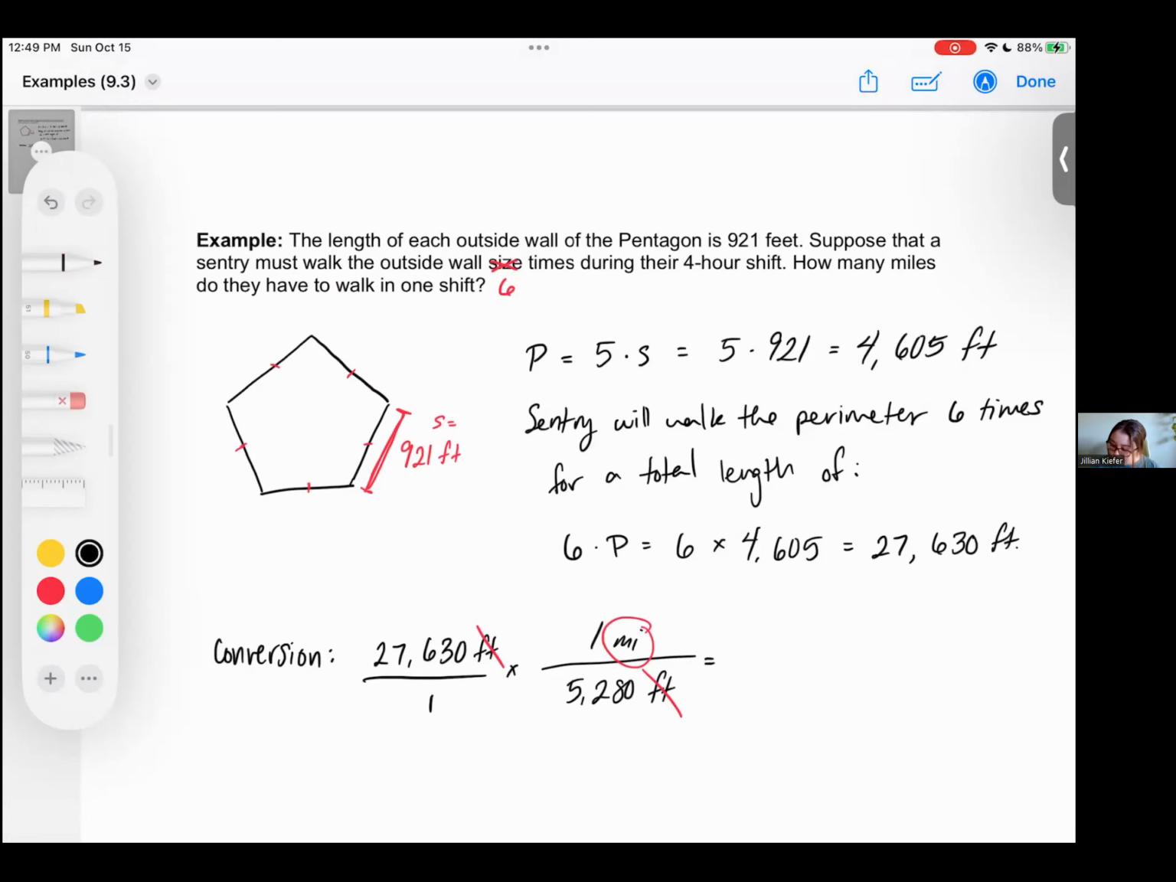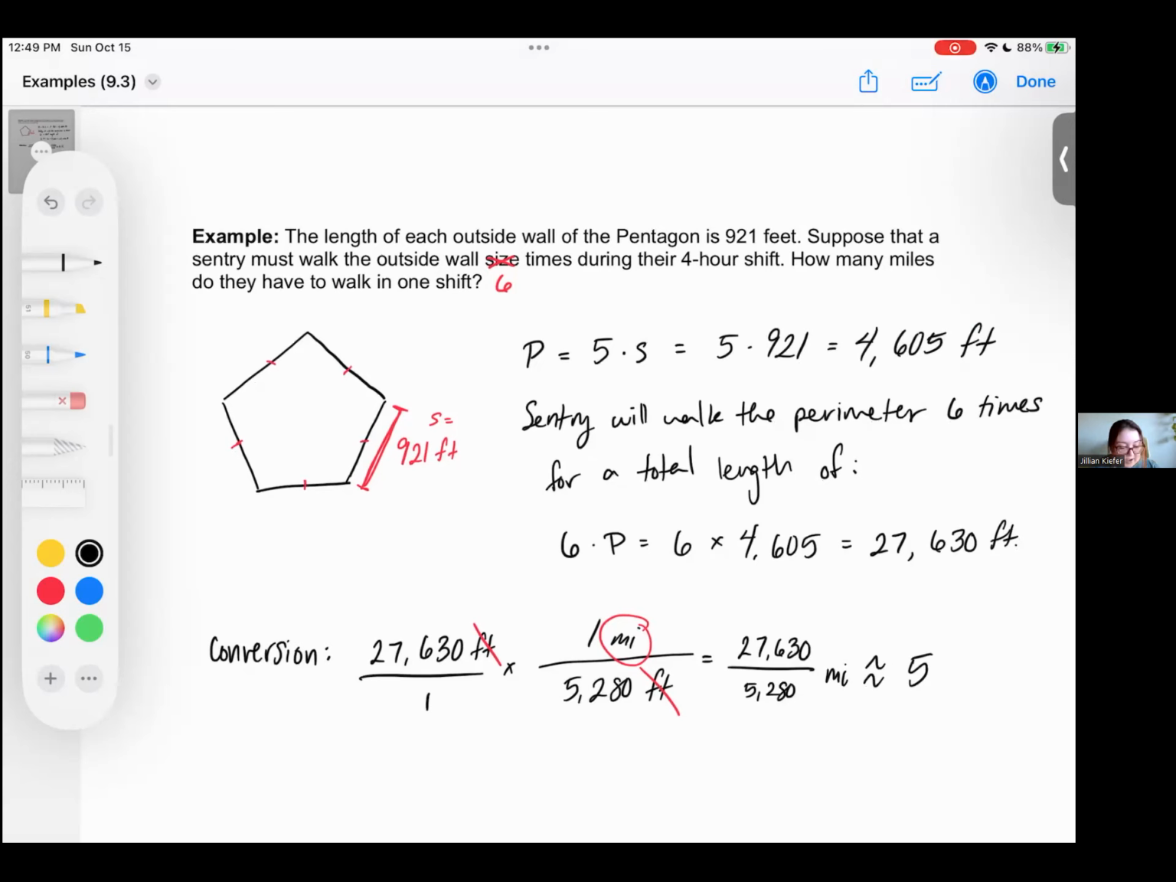We multiply straight across, and we end up getting 27,630 over 5,280. This answer here is in miles. Let's go to our calculator and go with 2 decimal places. This should end up giving us 5.23 miles. So that sentry walks 5.23 miles in their 4-hour shift. That's how many miles they end up walking. So that sentry is definitely getting their steps in.